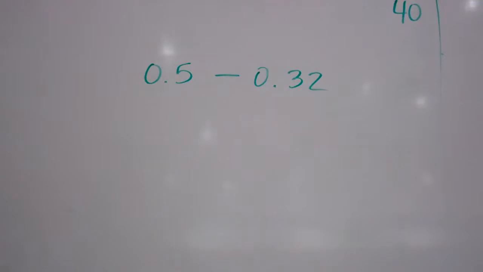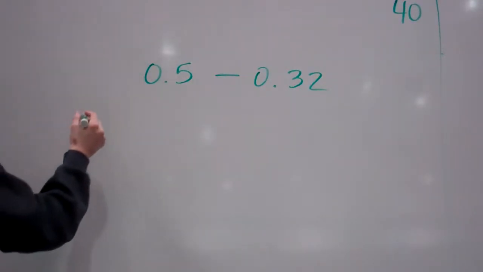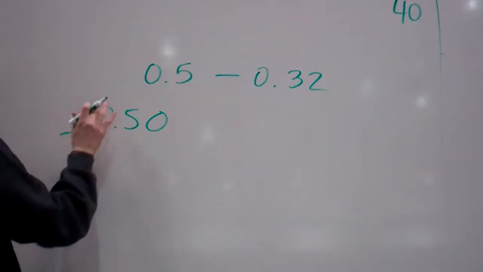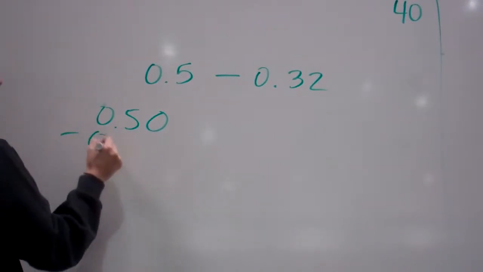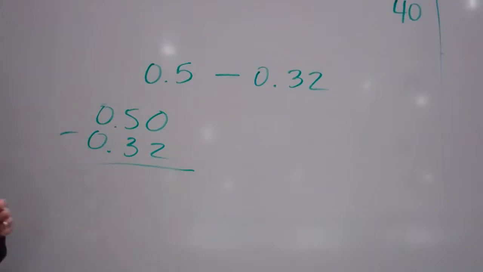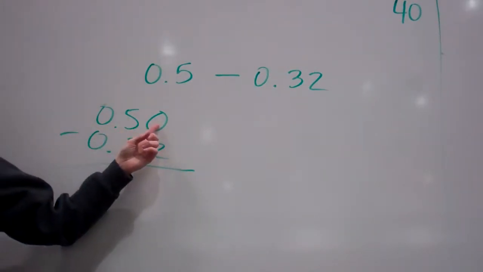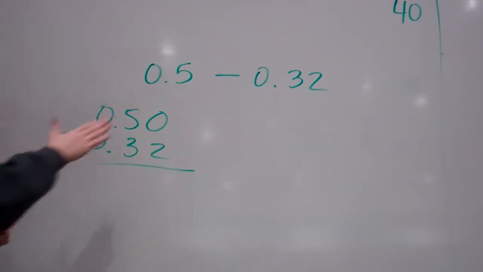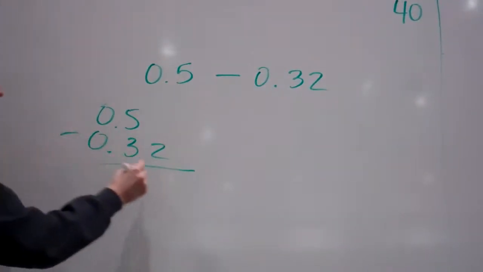Okay, Isaac, what did you do? 0.50 minus 0.32. Did we line up our decimals? Why? Because it's a subtraction problem. Okay? Now, is it important that we put this 0 here? Yes. I cannot tell you how many people don't put the 0 here and bring down the 2.